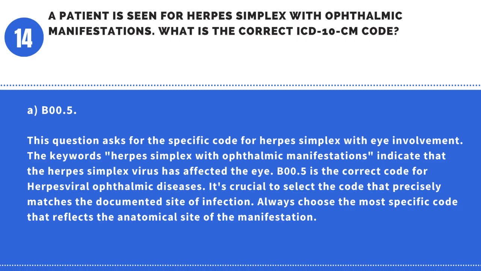B000. This question asks for the specific code for herpes simplex with eye involvement. The keywords herpes simplex with ophthalmic manifestations indicate that the herpes simplex virus has affected the eye. B000, eczema herpeticum, refers to a skin manifestation, while B005 is for ophthalmic herpes simplex. Specifically, B005 is for herpes viral ophthalmic diseases. It's crucial to select the code that precisely matches the documented site of infection. Always choose the most specific code that reflects the anatomical site of the manifestation.